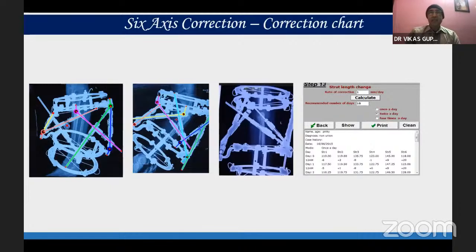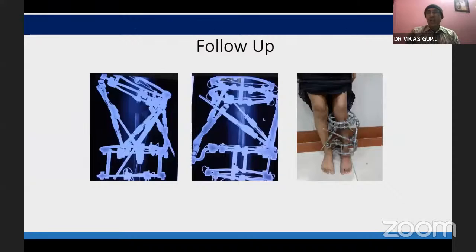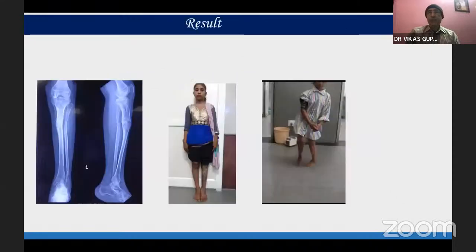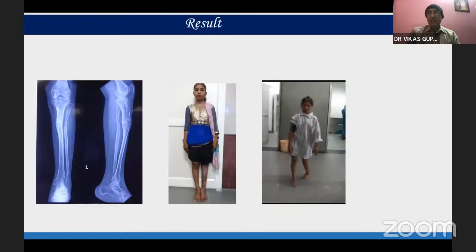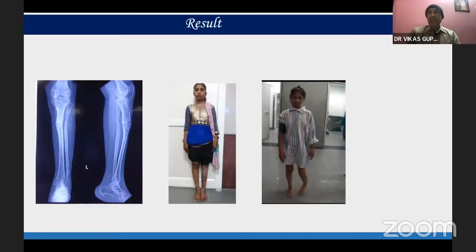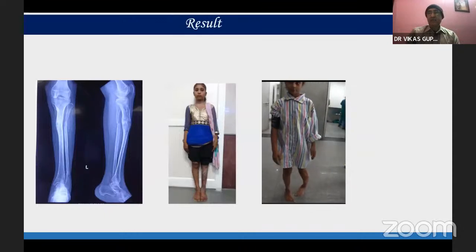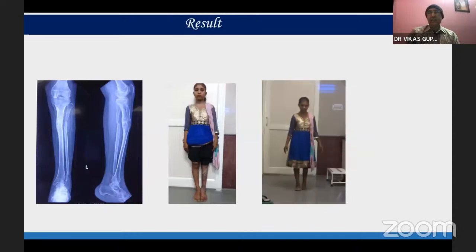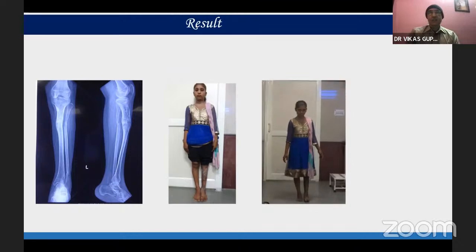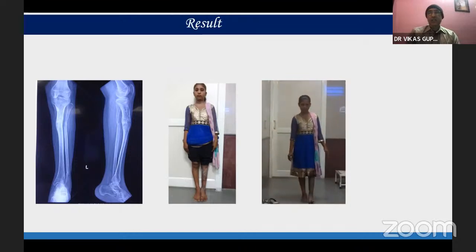And similarly, when the deformity was corrected, we changed the struts. And that's our follow-up picture. That's her correction, and you could see her preoperative gait. And that's just after the correction, though there was some initial knee stiffness. So the limb is well corrected.